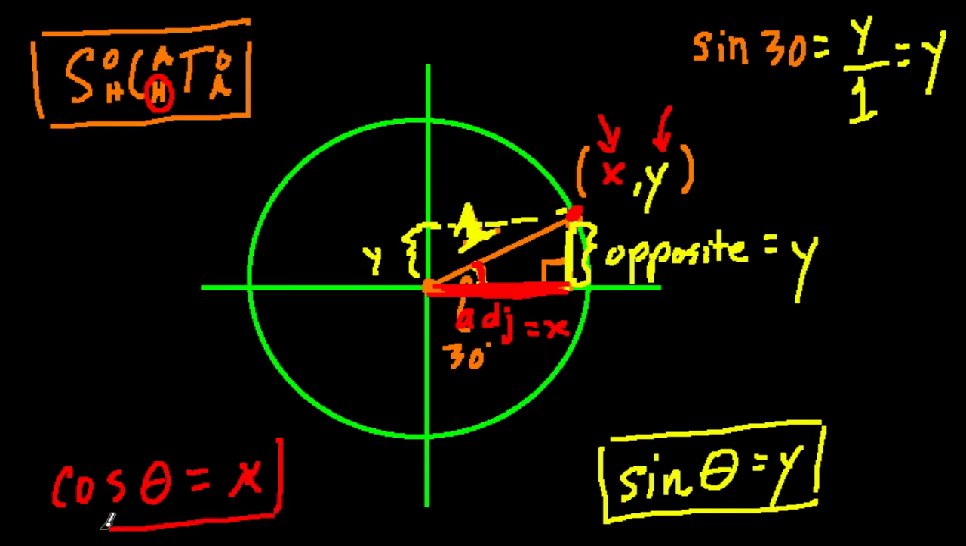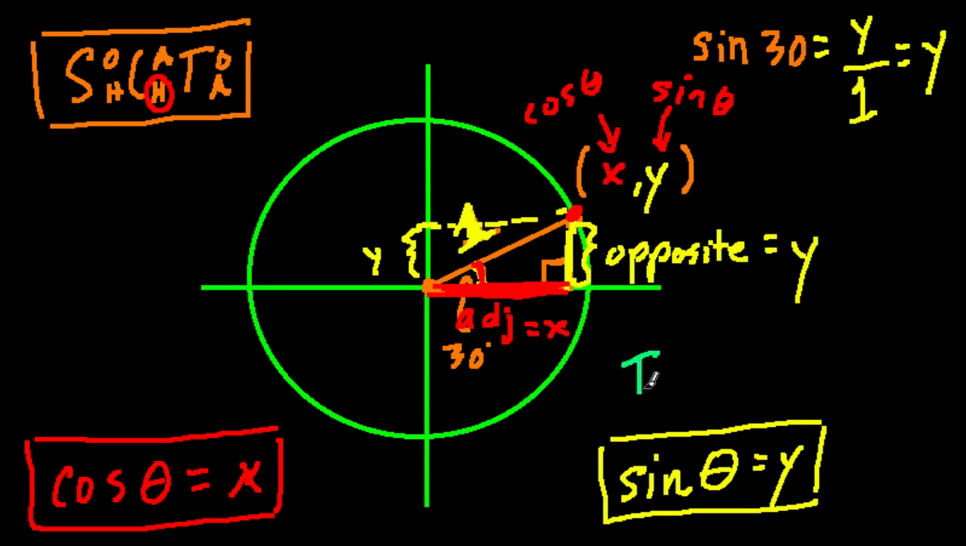So if you want to know the cosine of the angle in a unit circle, all you have to do is look at the x value. So the cosine of theta is equal to x, and the sine of theta is equal to the y value. And that seems pretty nice. So if you are given the point, or if you can find that point, you could find cosine and sine of an angle. What about tangent?